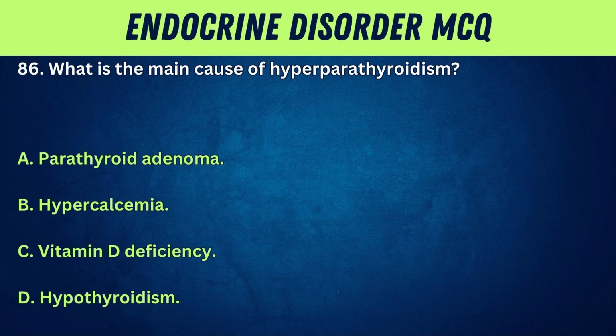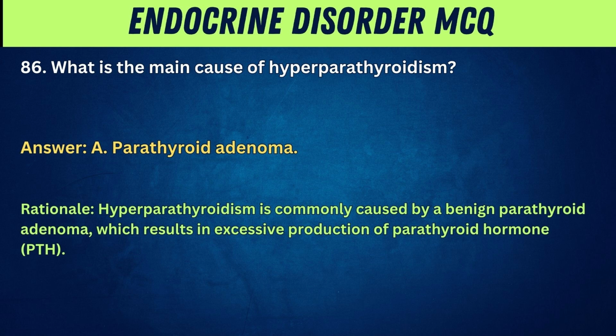A. Parathyroid adenoma. B. Hypercalcemia. C. Vitamin D deficiency. D. Hypothyroidism. Answer: A. Parathyroid adenoma. Rationale: Hyperparathyroidism is commonly caused by a benign parathyroid adenoma, which results in excessive production of parathyroid hormone, PTH.